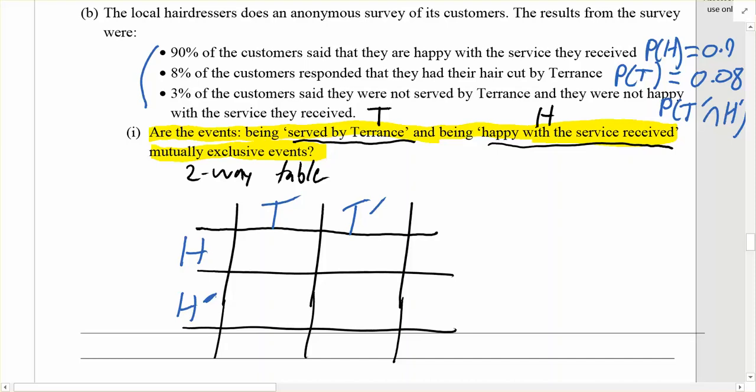So why don't you pause the video, and if you haven't already done this table during the exam, do it now on a bit of paper. And then see if you can answer the question. Only hit play once you've had a go, and then just see whether you got it right.